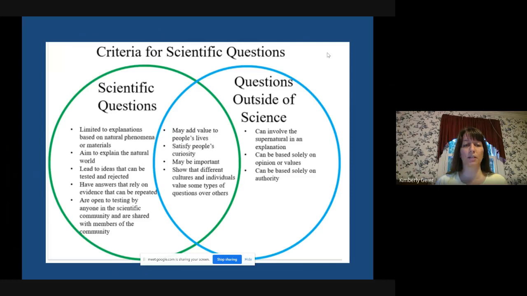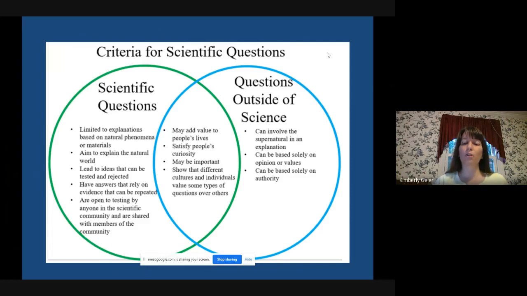Hopefully, you said some things about scientific questions, like they are limited to explanations that are based in nature, meaning the opposite of supernatural. So, it cannot involve ghosts or fairies or elves. It's got to be about nature. It has to be observable. It has to be testable.